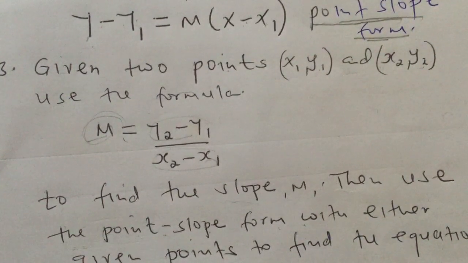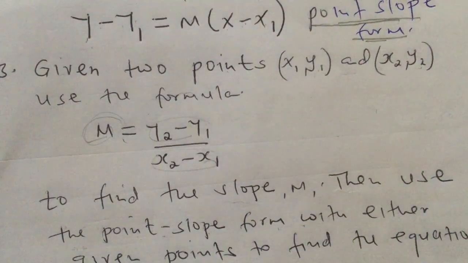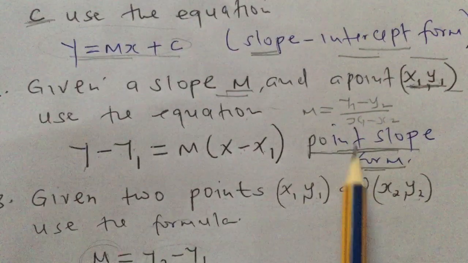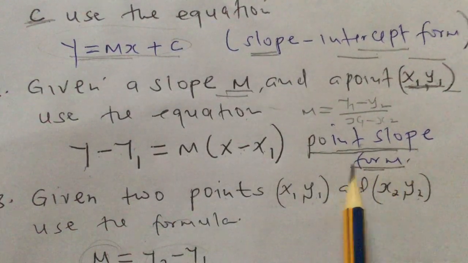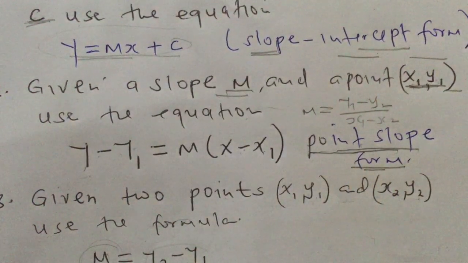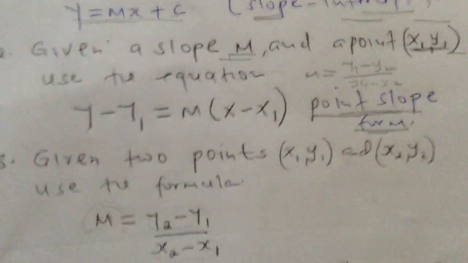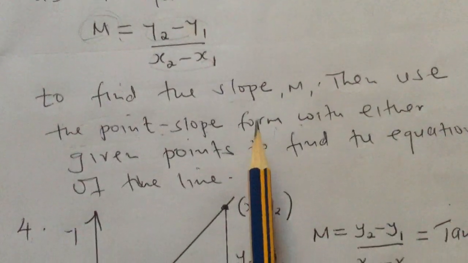So the third one, if you're given 2 points, (x1, y1) and (x2, y2), first of all, find the gradient. Once you have the gradient, then you can apply the point-slope form using either of the given points to find the equation of that line.